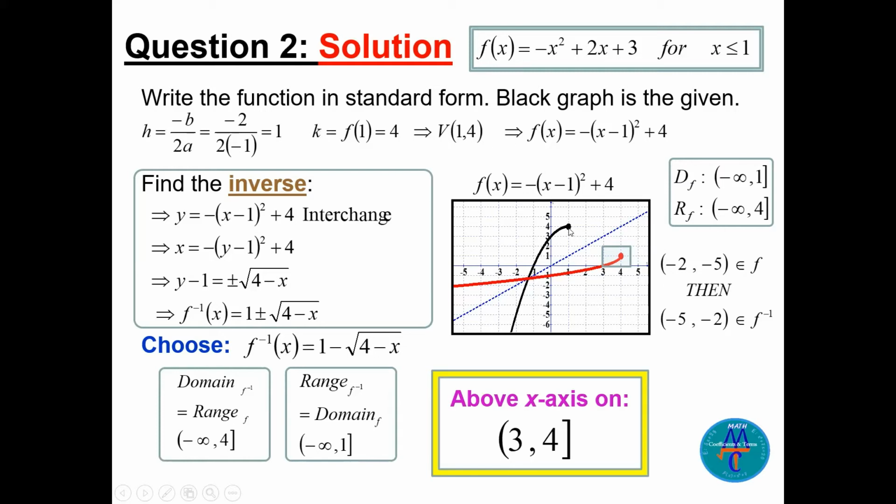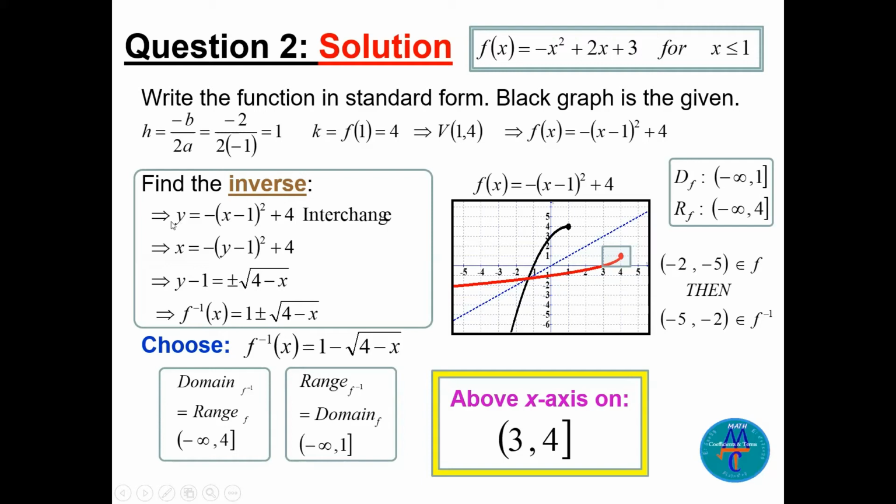This is the vertex. So we can write the function in standard form. F of x will be minus, this is a, x minus h squared plus k, with h equals 1. So the black graph is the given function f here. Now this is 1 to 1 because x is less than or equal to 1.